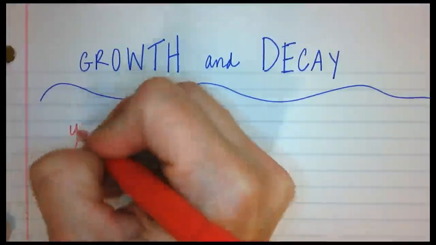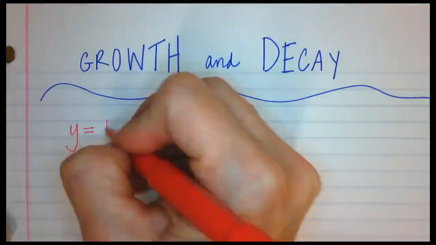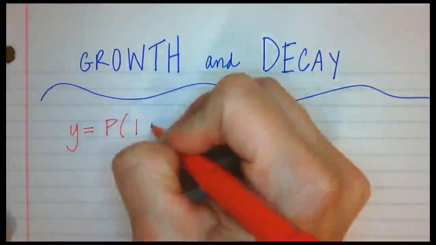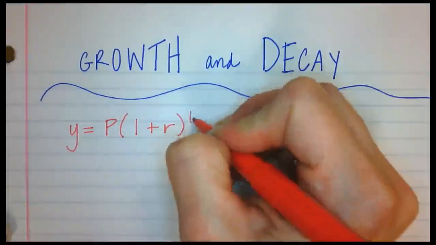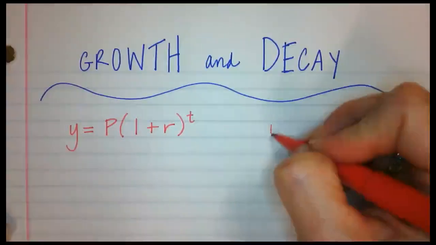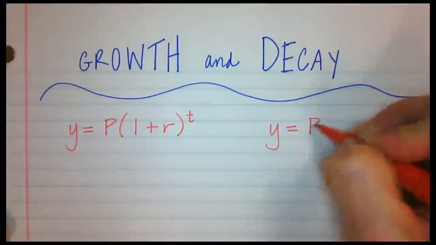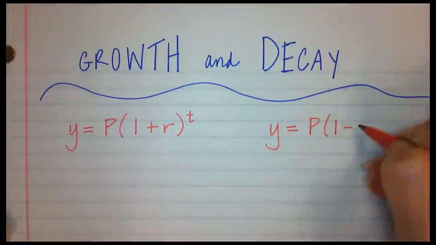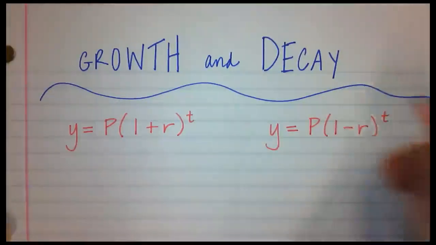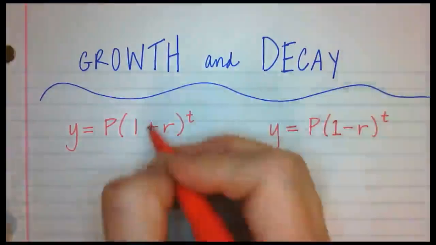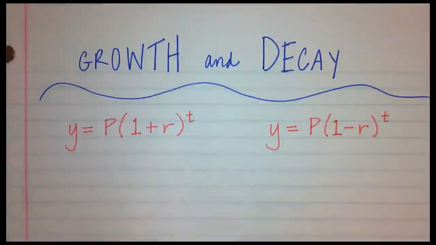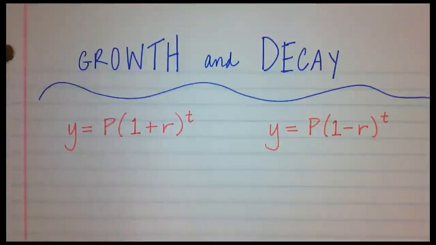So first up, we have y equals P(1 + r)^t. And then we have y equals P(1 - r)^t. And then just to make sure, let me make that look more like a 1, so you know we're talking about a number there. So I hope that this will make sense.